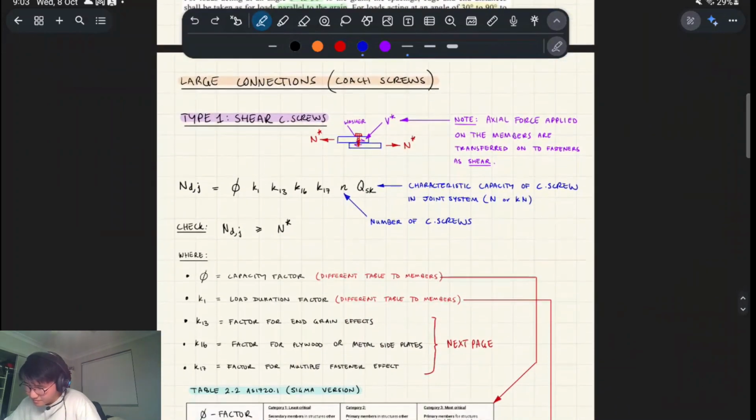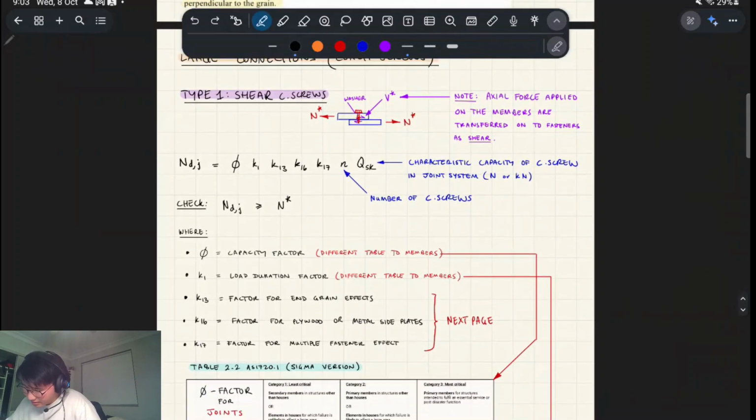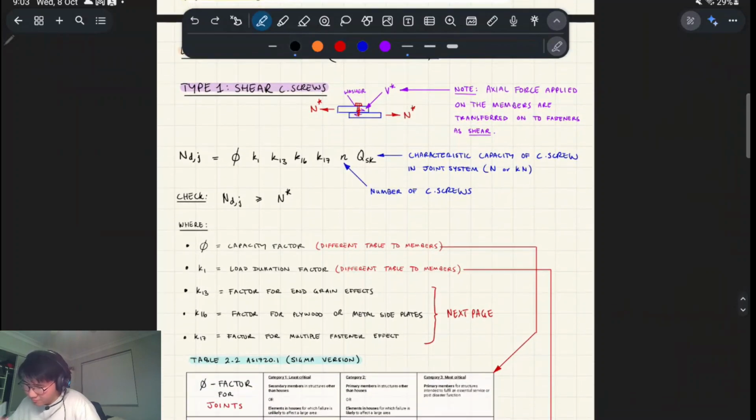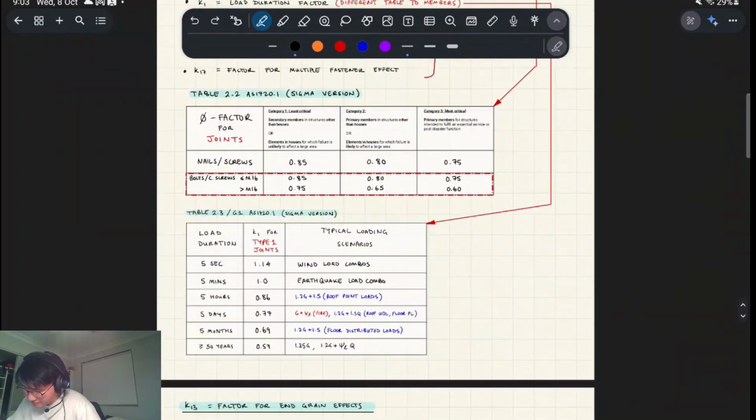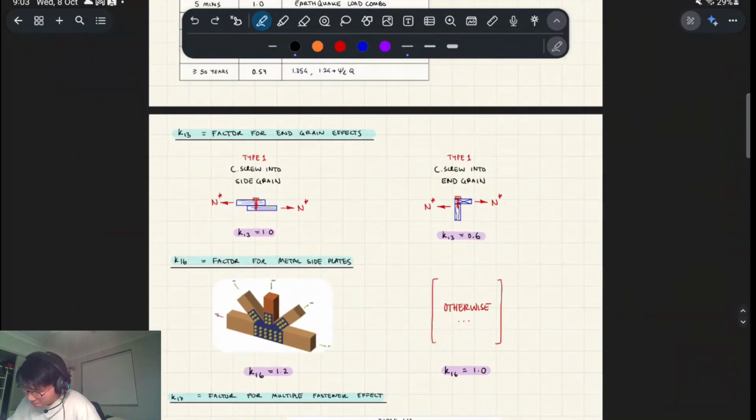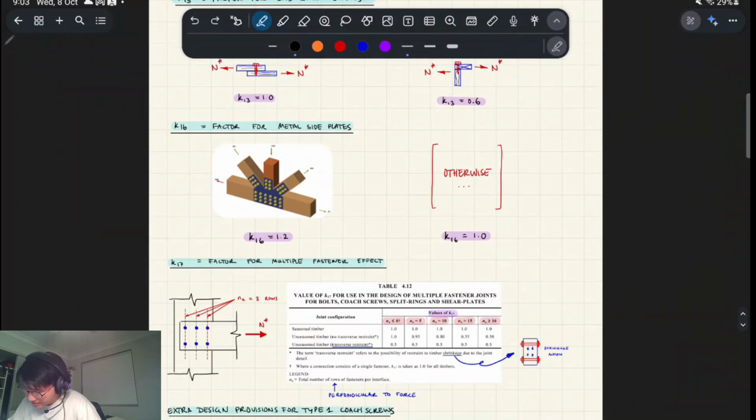Okay, coach screws. In type 1 they're similar, and then in type 2 there's an extra mode of failure which can happen. So type 1, all this stuff you should be pretty familiar with. We've seen that.